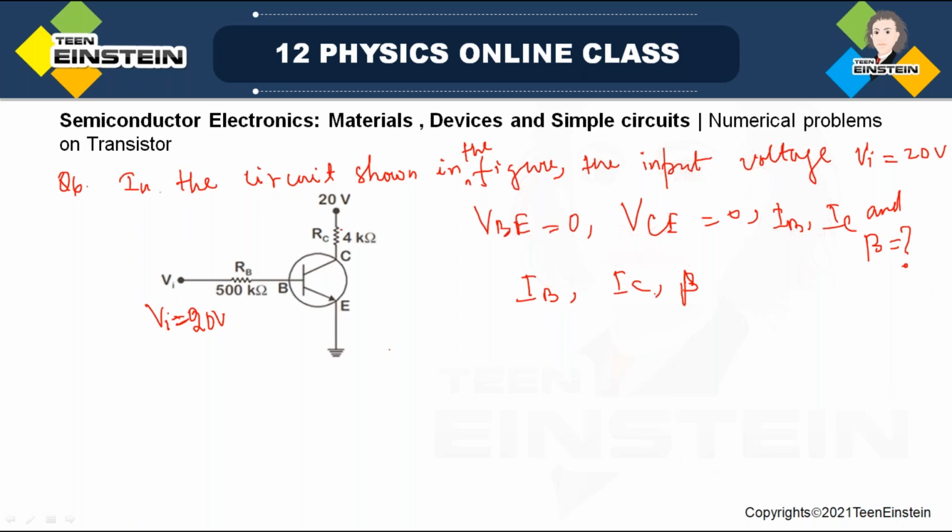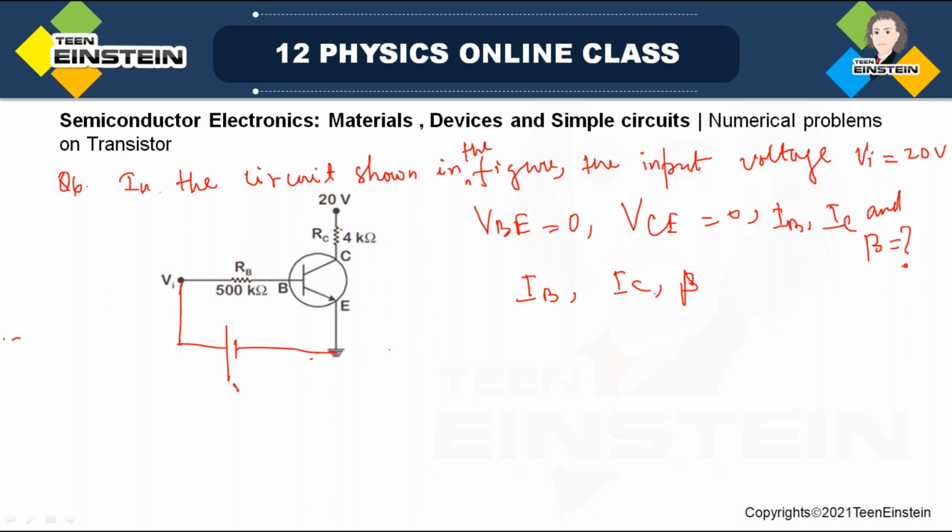To solve this kind of problem, you have to write down Kirchhoff's voltage law for both junctions, input junction and output junction. So what is the input junction? Let me complete the input loop. Let me write the input loop. So suppose this is the battery VBE. So this will be like this. This is a complete circuit, or complete loop, in case of input, and the figure was given in a very smart way.